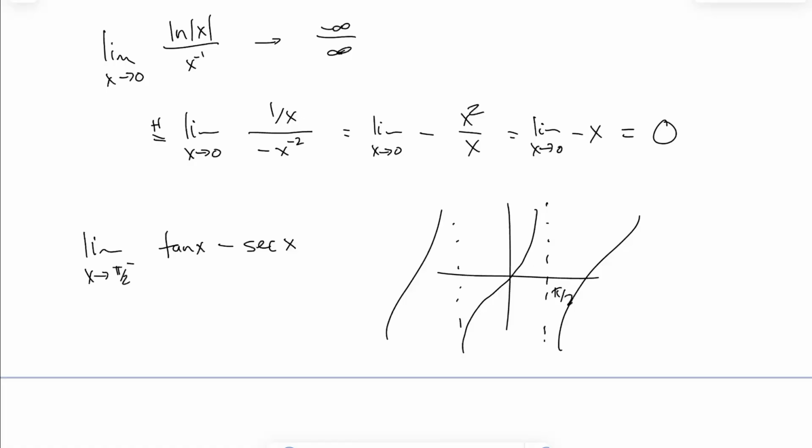And secant of x, I hope that this looks familiar to everybody. I don't really expect anyone to know what the graph of secant of x looks like, but it's 1 over cosine, and cosine is 0 at pi over 2. Cosine is 0 at pi over 2, which means when you do secant, you get a vertical asymptote there.